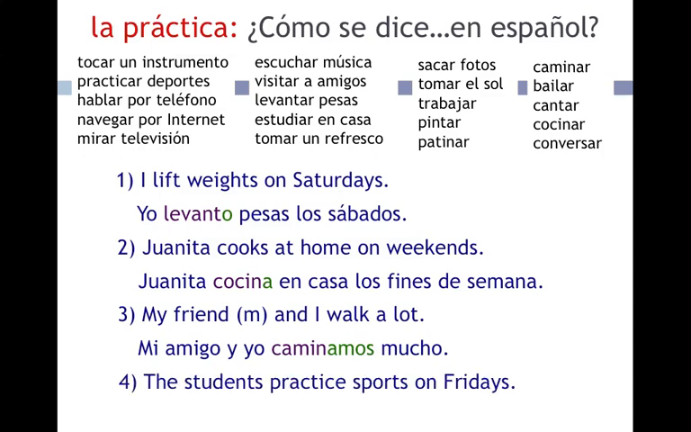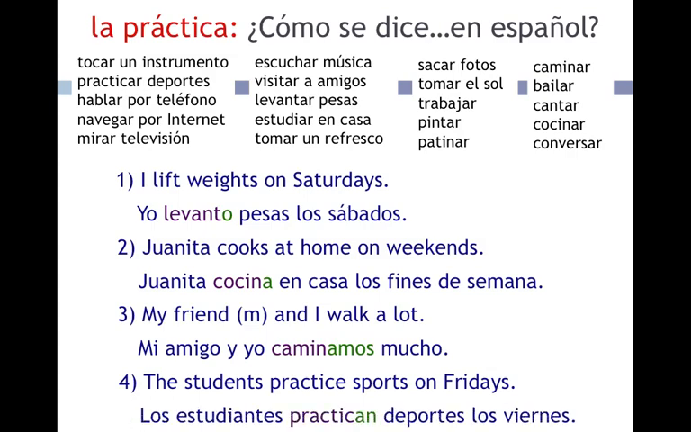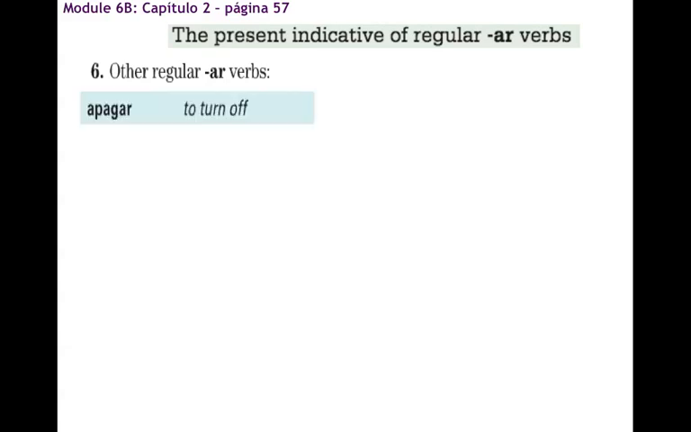4. The students practice sports on Fridays. Los estudiantes practican deportes los viernes. Muy bien. We have other regular AR verbs. They all follow this pattern. So repitan, por favor. Apagar. Por ejemplo, apagar la luz, to turn off the light.